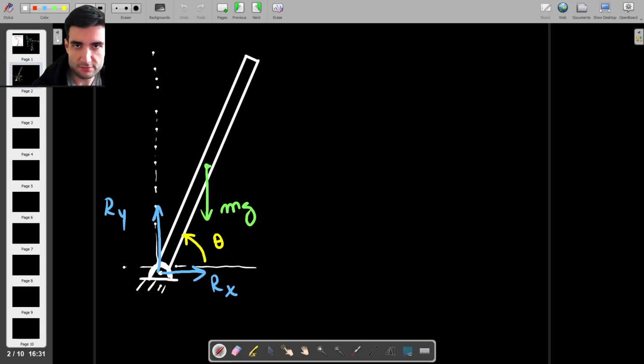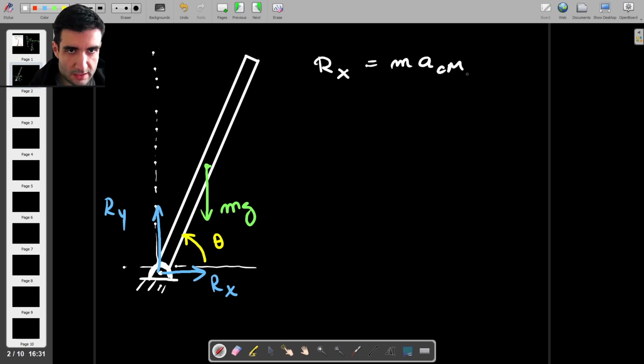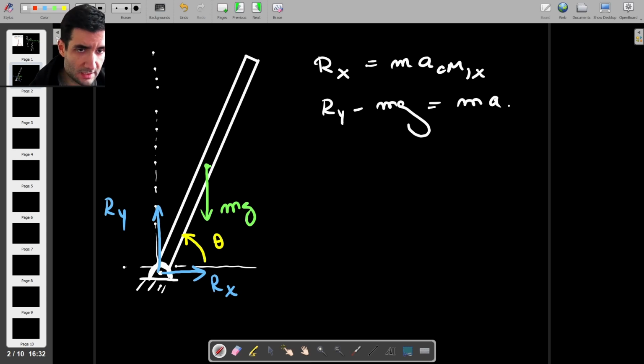So what I'll first do is write the equations of motion, right? We can first write that Rx, which is the only force acting horizontally, is equal to the mass of the bar times the acceleration of the center of mass in the x direction. And then we have Ry minus mg is equal to the mass times the acceleration of the center of mass in the y direction. And then we can also use the moments.